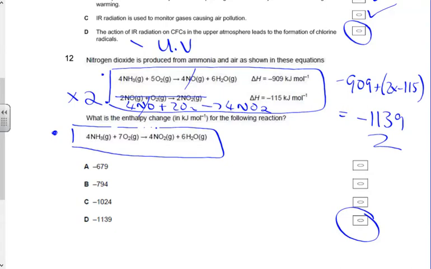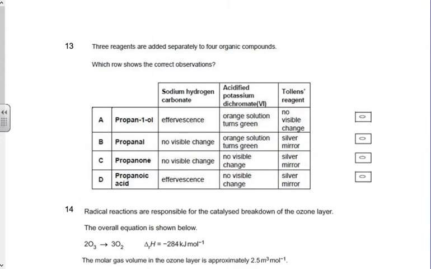Moving on to the next question, which is question 13. This is about knowing your organic testing. A, propan-1-ol: will it react with sodium hydrogen carbonate? No, we're looking for correct observations in this question. Propanal, will it react with sodium hydrogen carbonate? No, we're looking for a carboxylic acid to do that. Will it react with acidified potassium dichromate? That's the correct observation. It will be oxidized from orange to green.